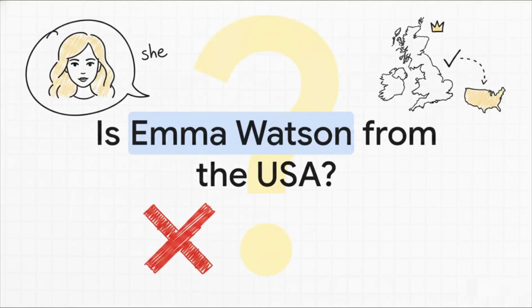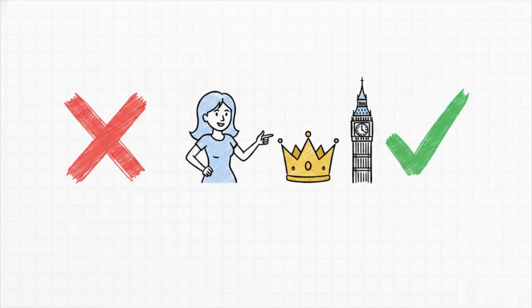Let's do one more high-energy one to really lock this all in. Is Emma Watson from the USA? We've got our flipped verb and subject, is Emma Watson. She's a female actor, so we use she, and the factual answer here is no. So one last time, construct that short, punchy negative answer and follow it up with the correction. Boom! No, she isn't. She's from the UK.